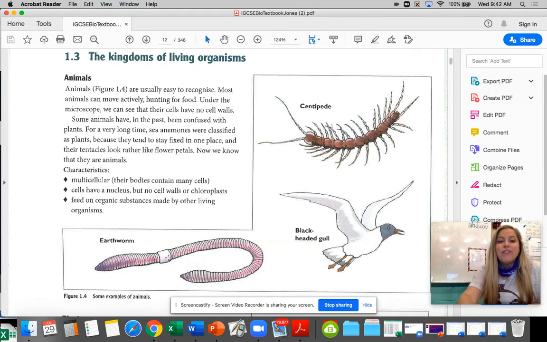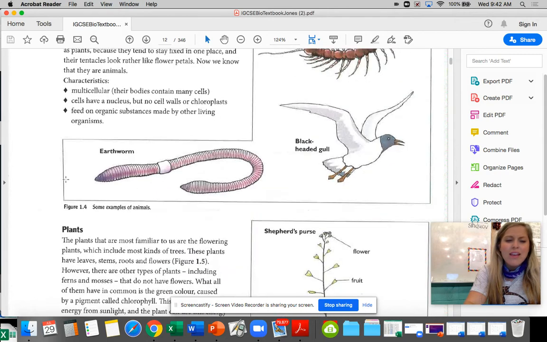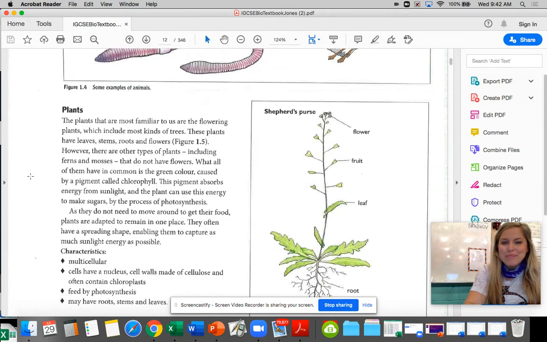For animal, we need to focus on everything that's here in these little bulleted sections. So they are multicellular, and their bodies typically contain many cells. Cells have a nucleus but no cell wall or chloroplast, and they feed on organic substances made by other living organisms. Now, the animal kingdom is very vast, and in section 1.6, or I think it's 1.5, we'll dive a little bit further into the animal kingdom.